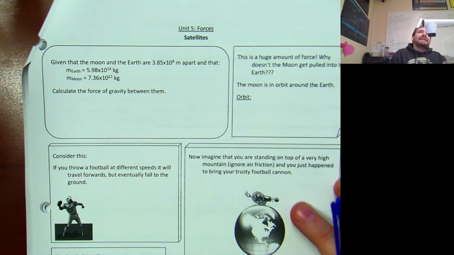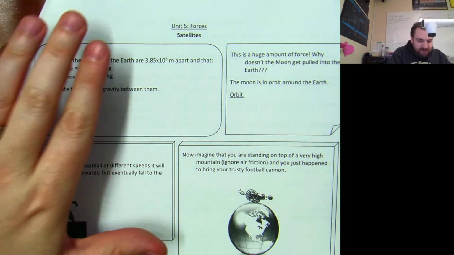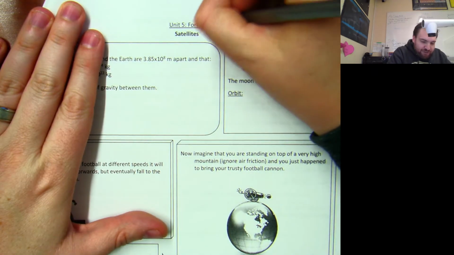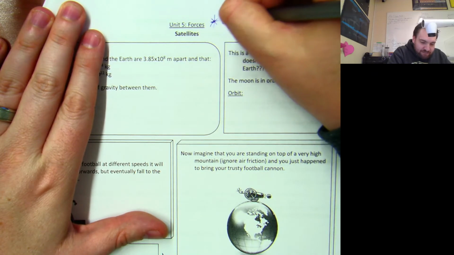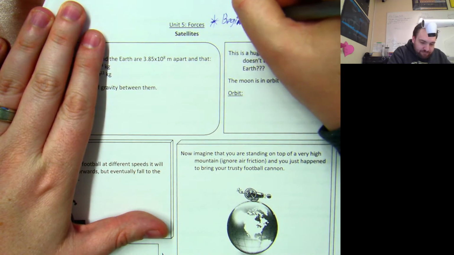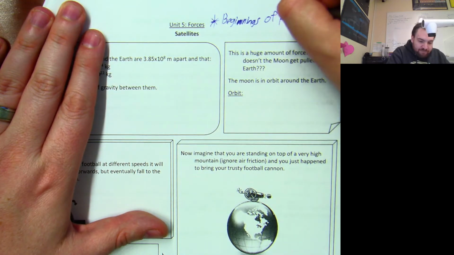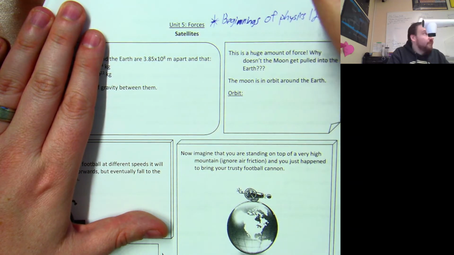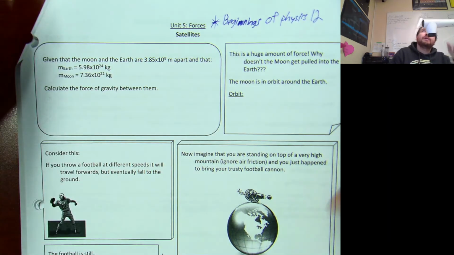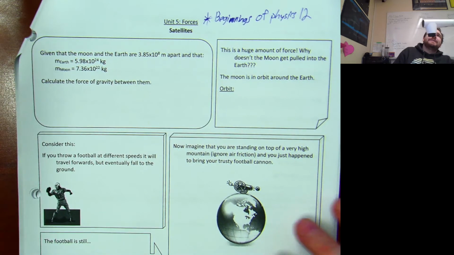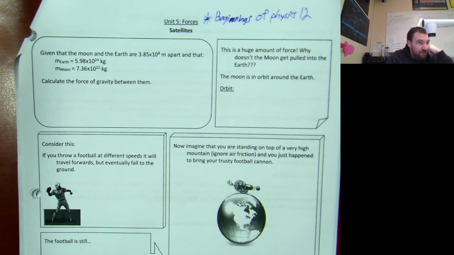Okay, the last piece here is we're going to talk about satellites briefly. This is the beginnings of Physics 12. Yeah, you betcha. Okay, so this is the beginnings of a unit in Physics 12 called circular motion.